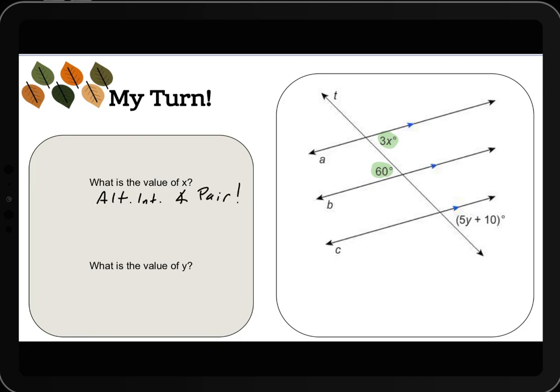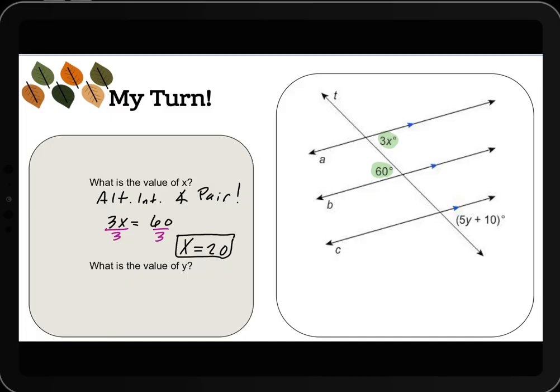So because that's an alternate interior angle pair, I can take 3x and set it equal to 60. And then I can go ahead and divide by 3. So that tells me that x is going to equal 20. So I'm using that congruence relationship between alternate interior angle pairs to solve for x.